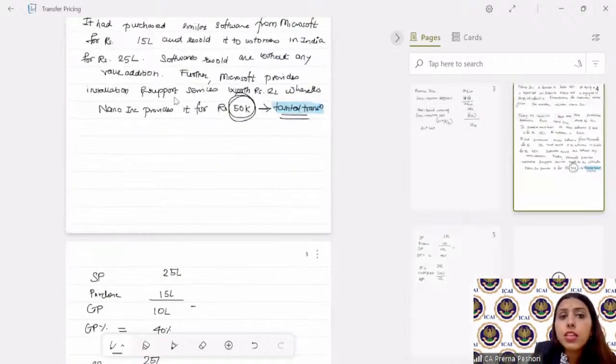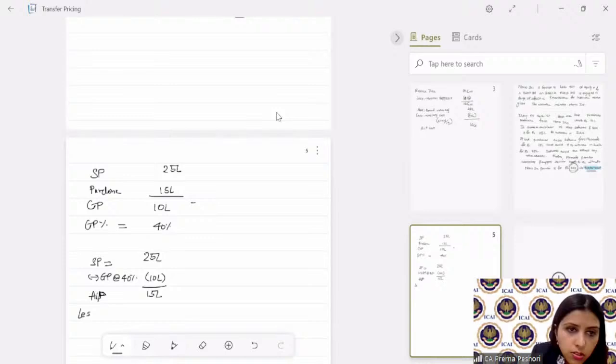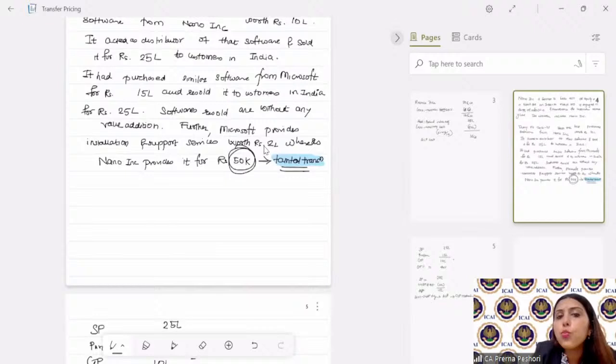Again, for the installation charges, if I need to reduce here, I again need to take it at the ALP. And for these installation charges, I will be using the CUP method, right? Because for installation charges, we will not be using the RPM method. We will be using CUP method only because we will compare 50,000 with 2 lakh, isn't it?